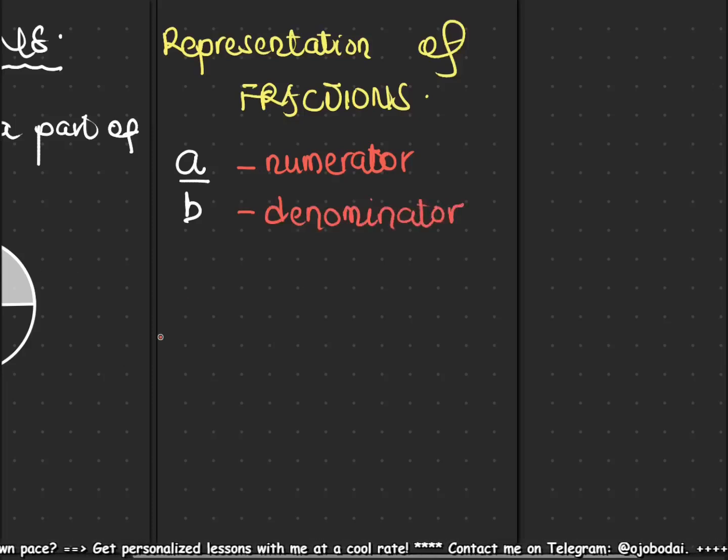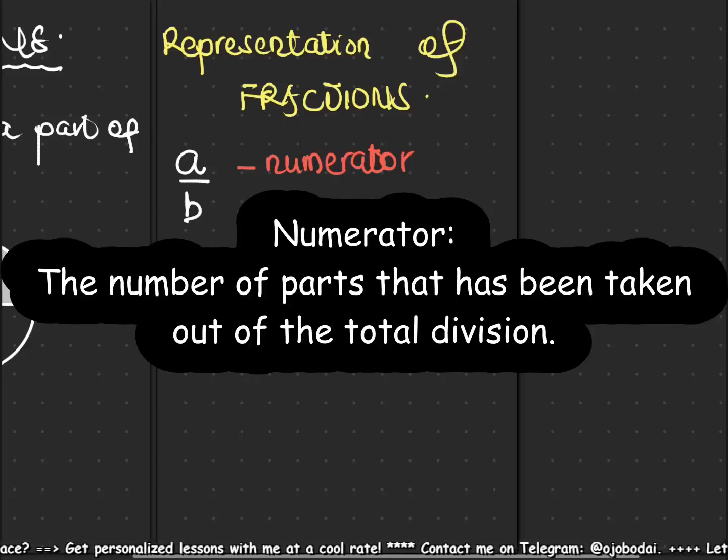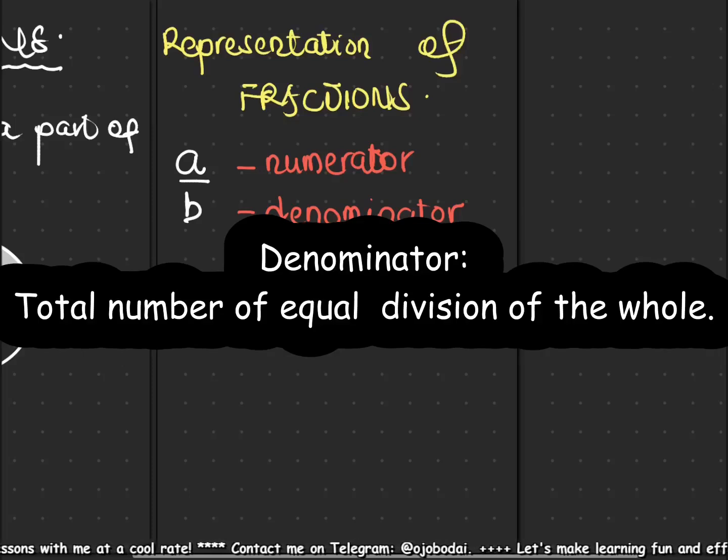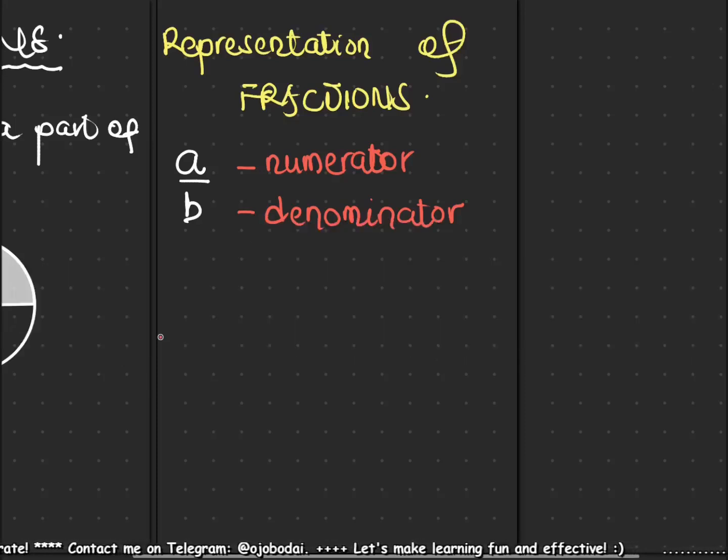Now, what is the numerator? When we talk of the numerator, it represents the number of parts that have been taken. And the denominator, on the other hand, represents the total number of equal parts the whole was divided into.